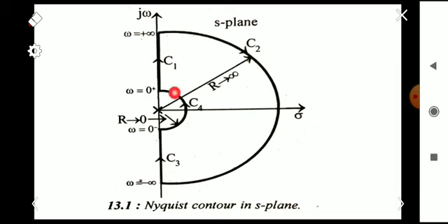Section C1 is 0 to plus infinity, and another one is plus infinity to minus infinity, section C2, in a curved manner with a radius of infinity, because we are considering the entire right half of the S-plane. Section C3 is from minus infinity to 0, and then section C4 is a small curved portion with a radius of 0. So we have to analyze all these four sections for drawing the Nyquist contour in the G(s)H(s) plane.